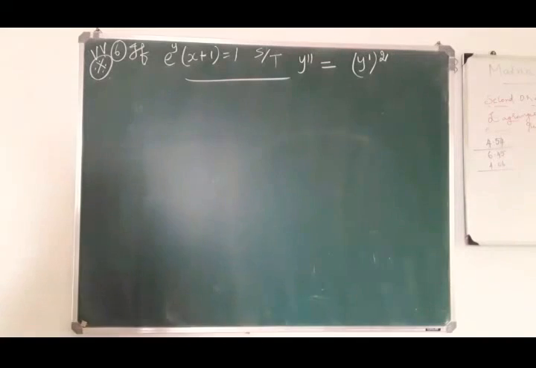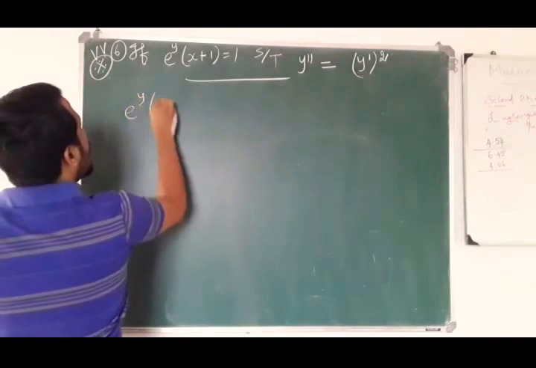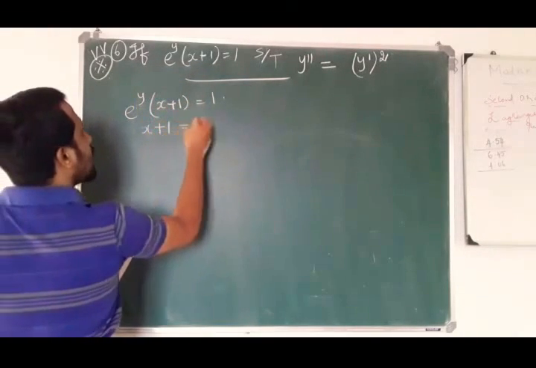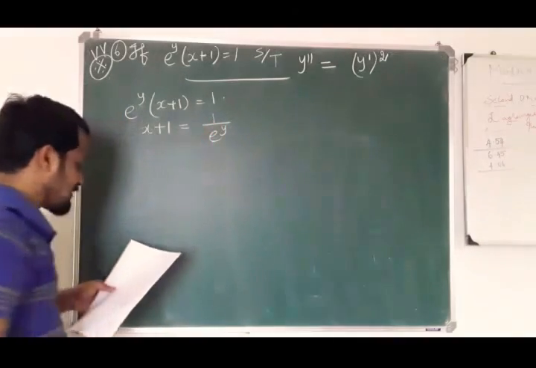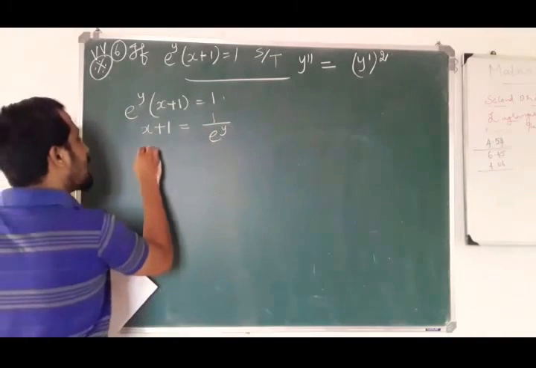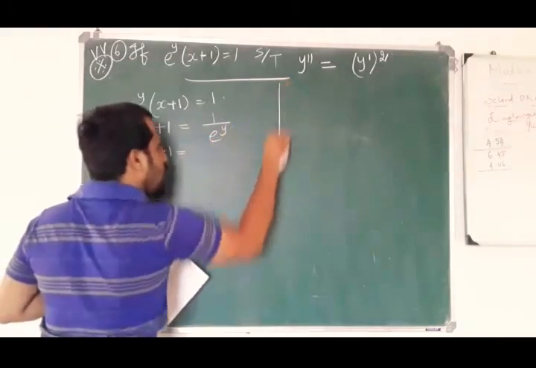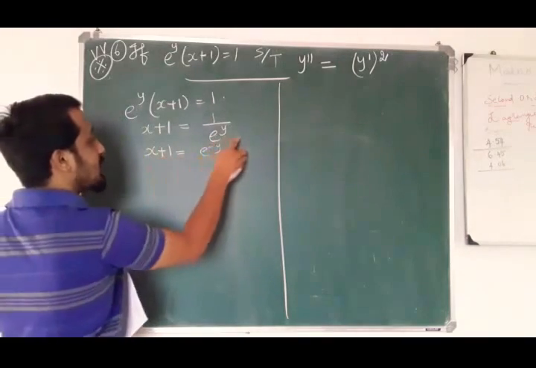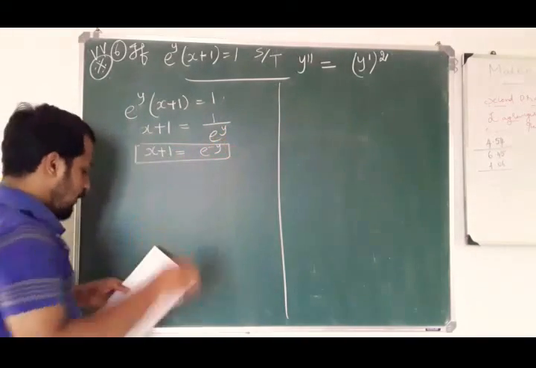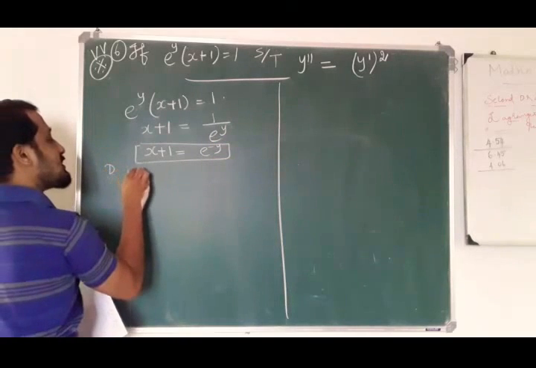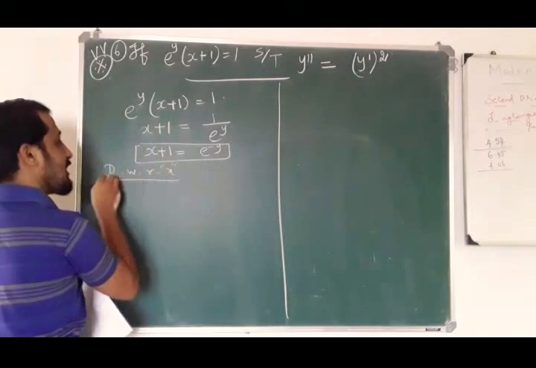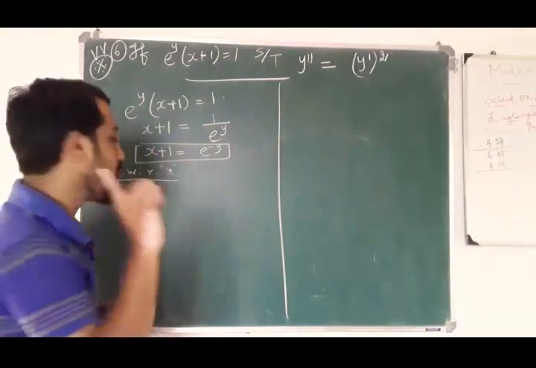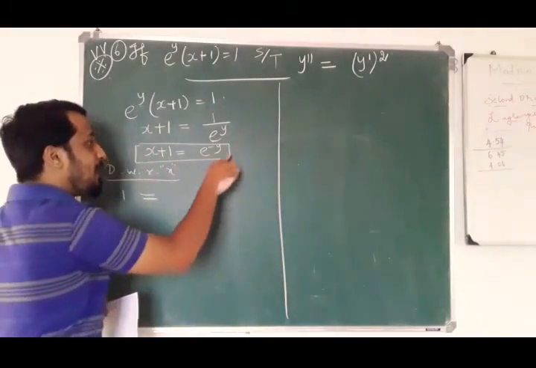Listen. e^y (x + 1) = 1. So x + 1 = 1/e^y. This can be written as x + 1 = e^(-y). Now, differentiating with respect to x, listen carefully. The derivative of x with respect to x is 1, plus the derivative of the constant is 0. So 1 = the derivative of e^(-y).